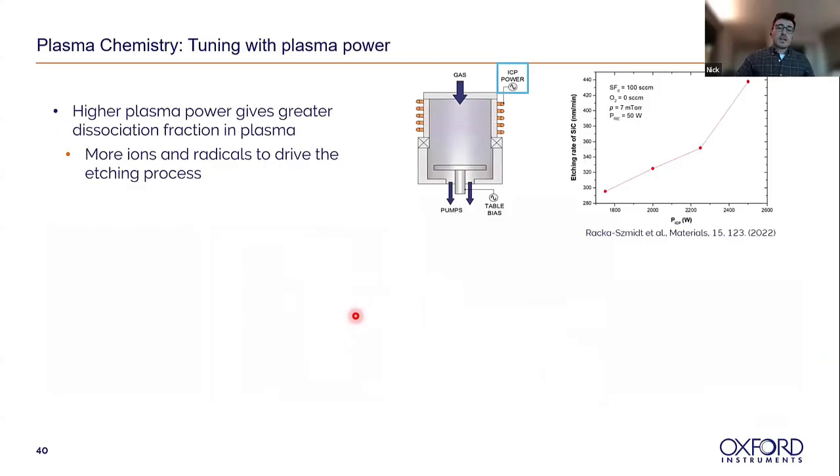You can also tune the plasma chemistry with your plasma power. This is one of the great things about the ICP RIE system, that you're able to tune separately what's going on in your plasma and what's going on at the substrate. Typically a higher plasma power gives a greater dissociation fraction in the plasma, so you get more ions and more radicals to help drive your etching process. On the right here, we can see the ICP power and the effect that has on the etch rate of silicon carbide. Here they're using an SF6 oxygen plasma, and as they increase the ICP power, they see a higher and higher etch rate.